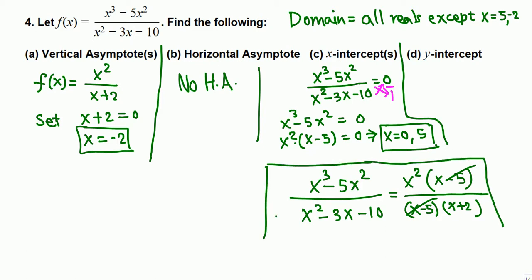Okay, the y-intercept is separate. For the y-intercept, we just set x equals 0 and find the y value. So 0 cubed minus 5 times 0 is 0, on the top, over 0 minus 0 minus 10, which is just negative 10, and 0 over a number is just 0. So y equals 0 is the y-intercept. Okay, final.